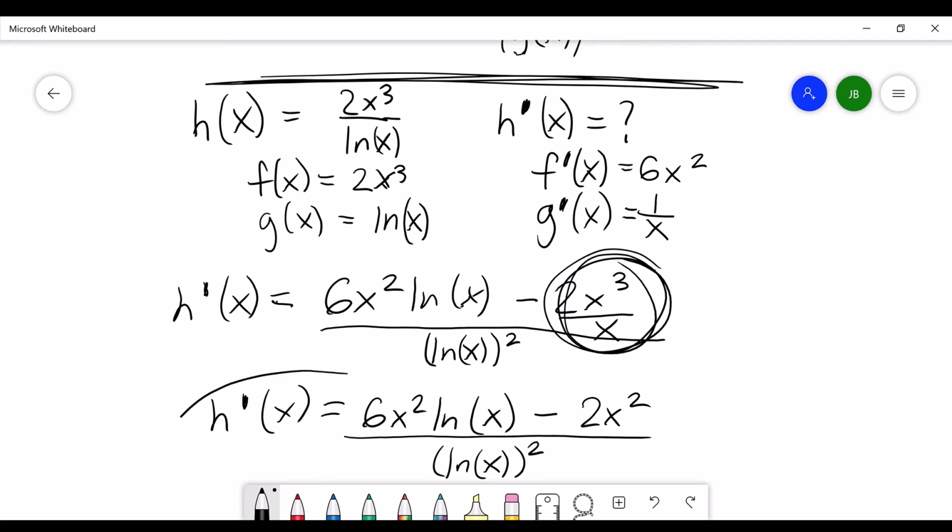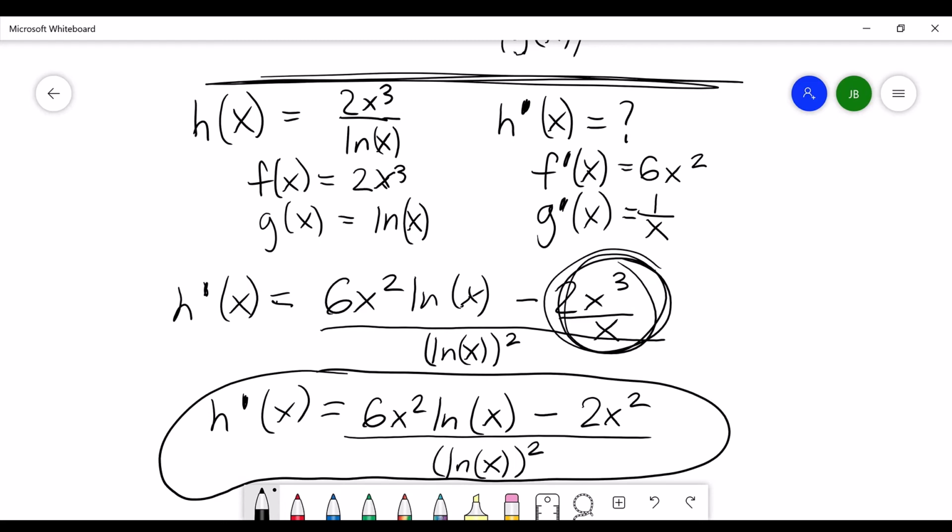squared. That's our answer. Hope that was helpful for you.